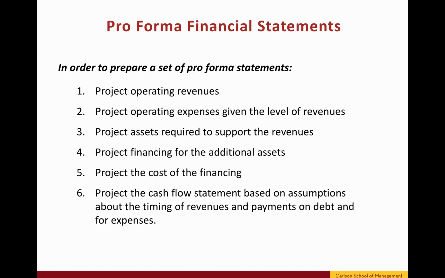So when we're looking at preparing a set of pro forma financial statements, we're going to start with making various assumptions as far as how we see the level of business continuing in the future. And we're going to project out our operating revenues first, and then look at projecting out our operating expenses given that set of revenues or growth that we expect. Then we're going to project our assets that are going to be required to support that revenue growth, determine if and then how much financing we're going to need in order to support that growth with the assets that we'll need to have in place. And then we're going to project out the cost of financing.